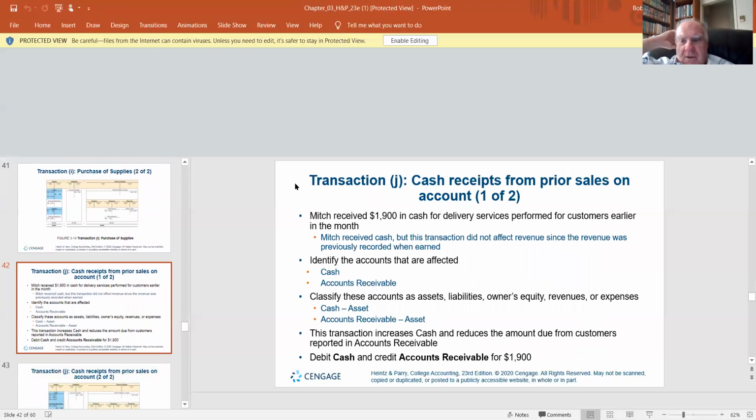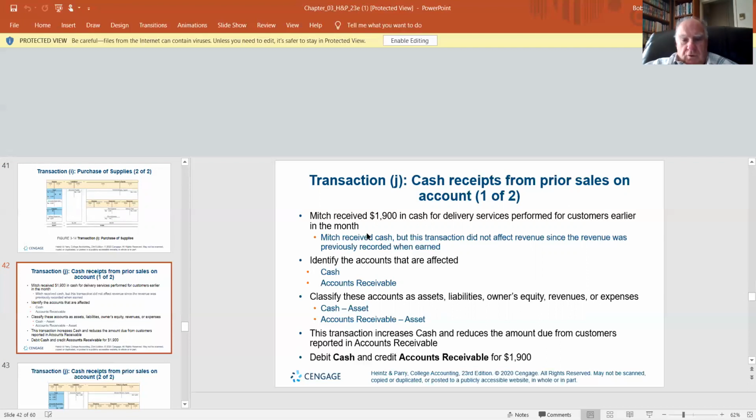Next transaction, cash receipts from prior sales on account. Remember, we sold $2,400 worth of pizzas, and we agreed to wait and get paid in 30 days. Well, look what happened. They paid $1,900 maybe in a few days, right? So now we have cash. So the cash went up, and we already recorded the revenue. The revenue has nothing to do with when the cash changed hands.